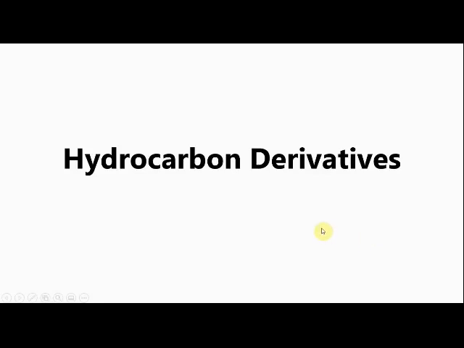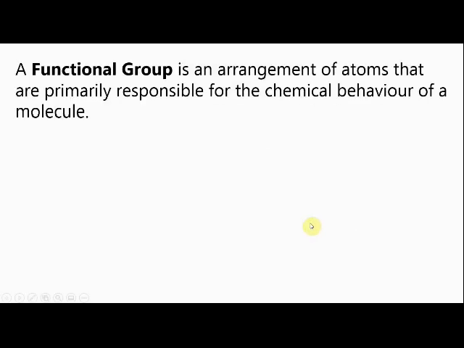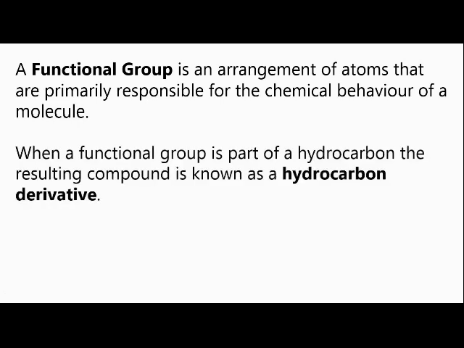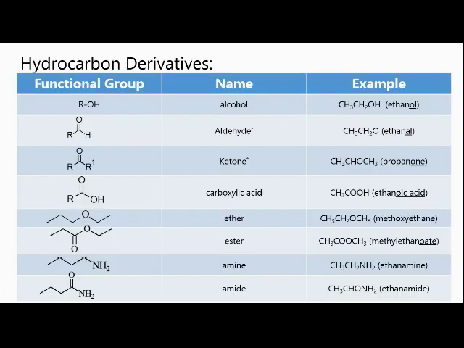All right, the last thing that we're going to cover in organic chemistry for this quadmester is the hydrocarbon derivatives. So what do we mean by derivatives? When we attach something onto one of these alkanes, alkenes, or alkynes, we call it a functional group. That's an arrangement of atoms primarily responsible for the chemical behavior of the molecule. When a functional group is part of the hydrocarbon, the resulting compound we call a hydrocarbon derivative.